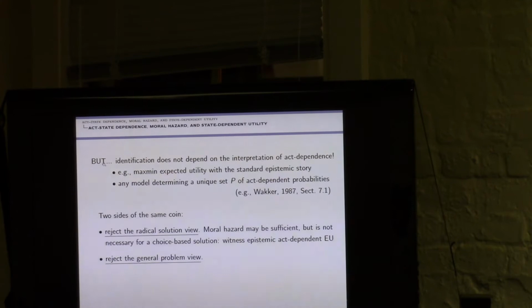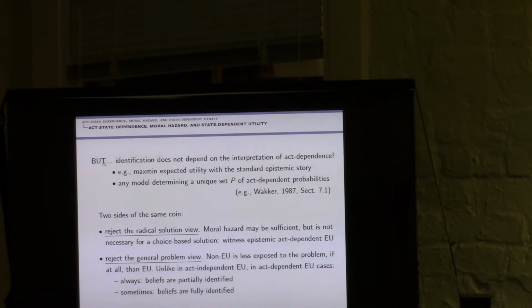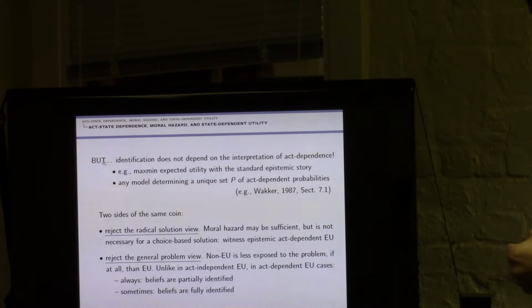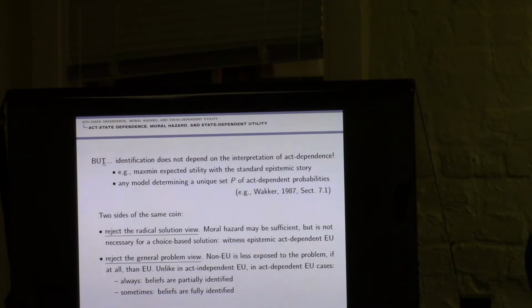We also need to reject the general problem view. It is not true that non-expected utility is equally exposed as expected utility. It is in general less exposed and sometimes not exposed at all. In all cases, you'll be able to say that there's a form of partial identification that has no counterpart in the case of expected utility. You'll be able to exclude some set of, on the assumptions that I made earlier, full support collection of act-dependent probabilities, by saying you're sure that those ones cannot fit the data, and there's no equivalent statement in the case of expected utility. And in some cases, you'll be able to claim on principled grounds that you achieved full identification.